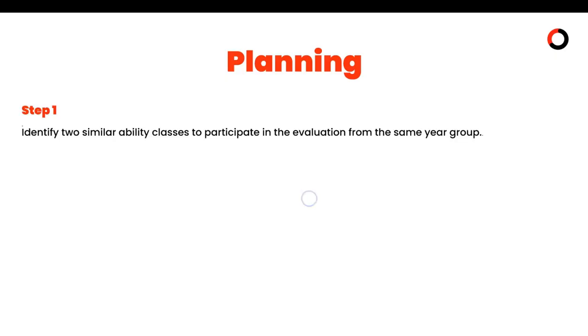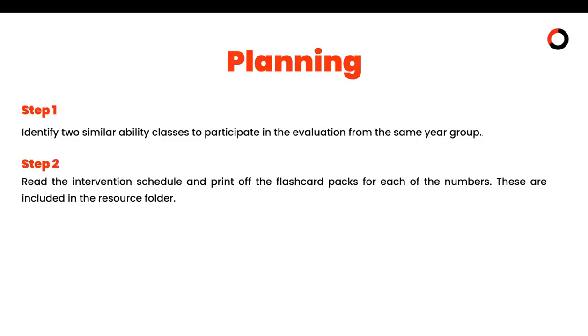Planning. Let's look at this from a step-by-step approach. Step 1, identify 2 similar ability classes in year 2 to participate in the evaluation from the same year group. Step 2, read the intervention schedule and print off the flashcard packs for each of the numbers. These are included in the resource folder.